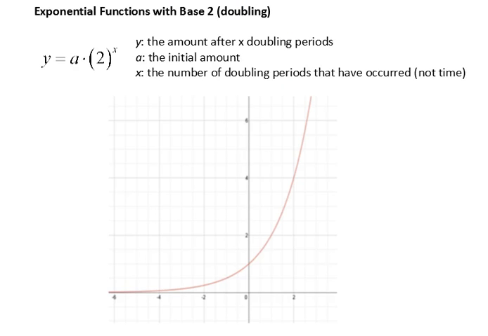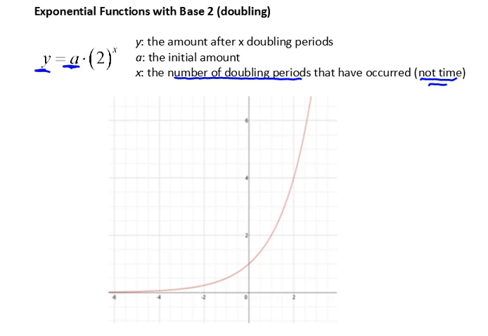Okay, our next type is when we have a base of 2. This is when something is doubling. You have the same basic idea as far as your equation goes. Y is the amount after a certain number of doubling periods. A is still the initial amount, and X is now the number of doubling periods instead of the number of half-lives. But it's still, for the problems we're doing, not time.